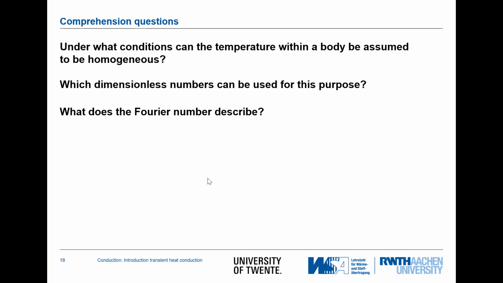Now, the last question: what does the Fourier number describe? The Fourier number is again a dimensionless number that results from the transient heat conduction equation, and it describes the time required to cool down an object because of its energy content compared to the heat conduction through the body itself.